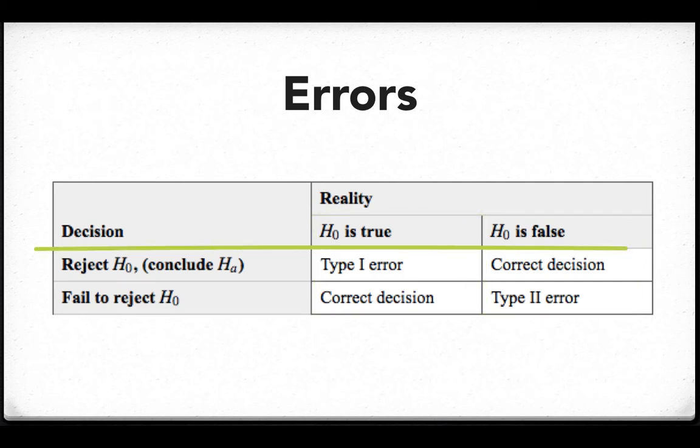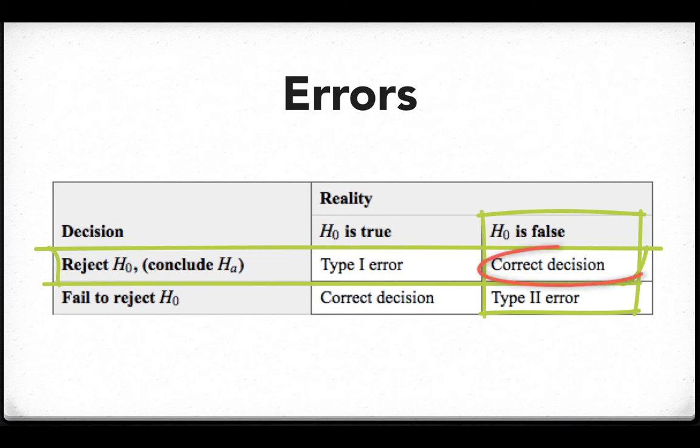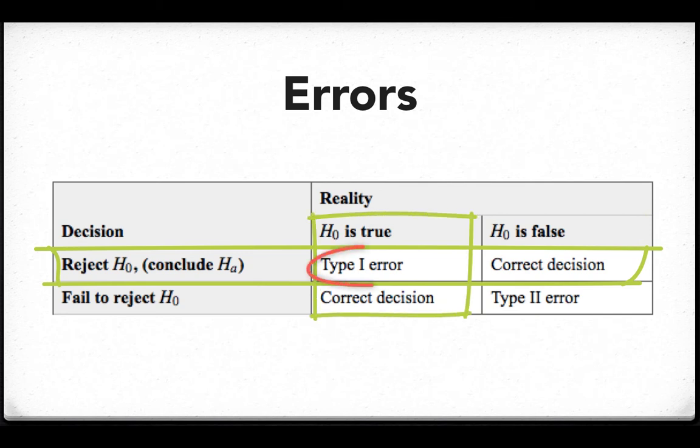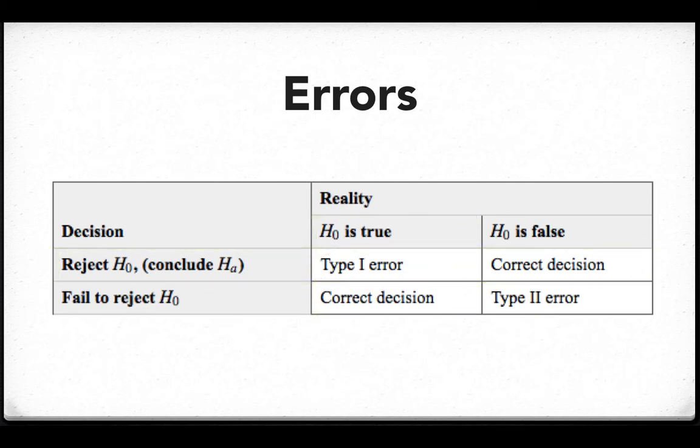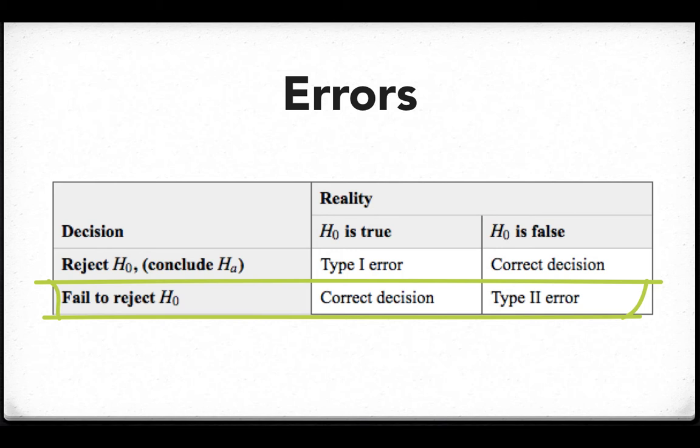When we reject the null hypothesis, either the null hypothesis is really false and we made a correct decision, or the null hypothesis is true, in which case we made an error. This is known as a type 1 error. When we fail to reject the null hypothesis, if the null hypothesis is really true, then we've made a correct decision. If the null hypothesis is really false, and there really is a difference in the population, then we've committed a type 2 error.